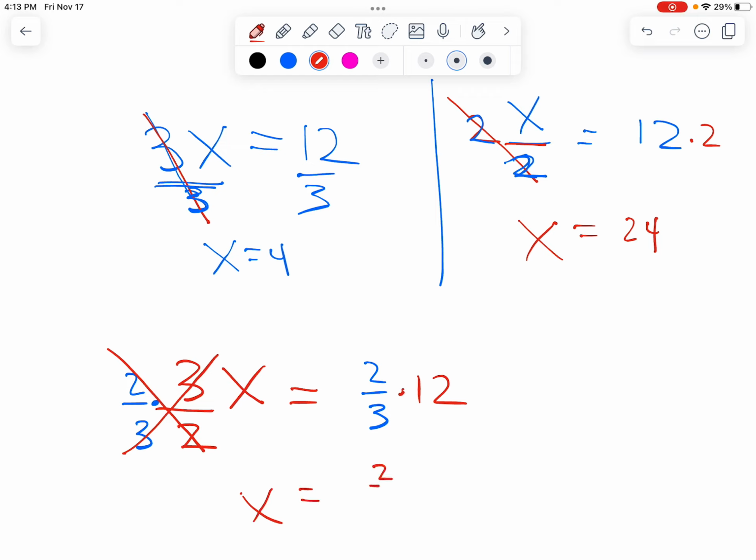So how do we do 2/3 times 12? That's the same thing as 2/3 times 12 over 1. And now when you multiply fractions, you multiply the tops of the fractions across. 2 times 12 is 24. And you multiply the bottoms of the fractions. 3 times 1 is 3. 24 divided by 3 is 8.